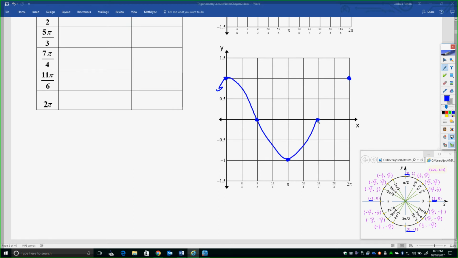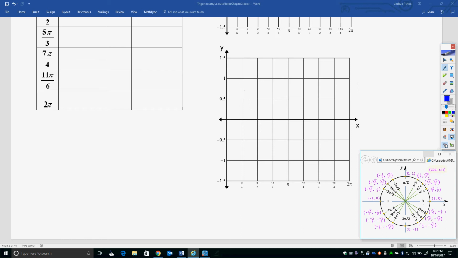So that is a single cycle of cosine. But again, you can go continually clockwise, or you can go continually counterclockwise, and these cycles will repeat, so it makes waves. So let's go to the summation at the end.